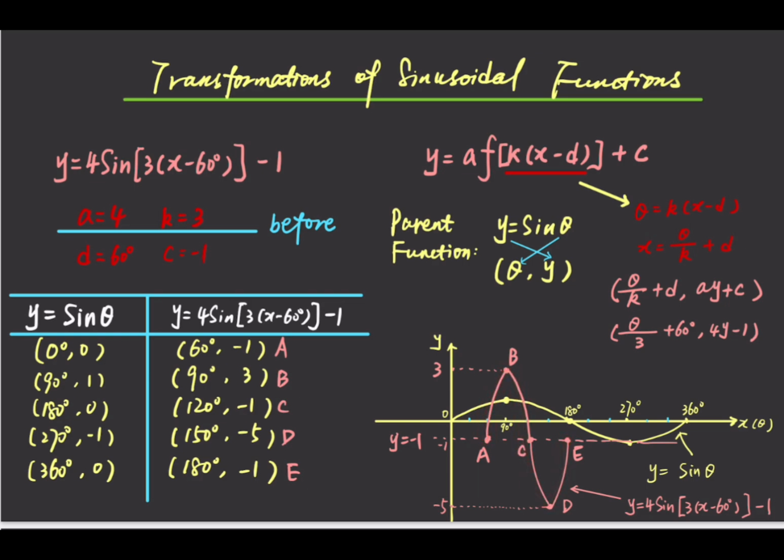Of course, you can extend this graph in two directions. That is, we can figure out the graph for this transformed function. That is the given transformed function. Here, the yellow graph should be the graph of the original or parent function, that is y equals sine theta. They are sinusoidal functions. This function is the transformed function of the original function.